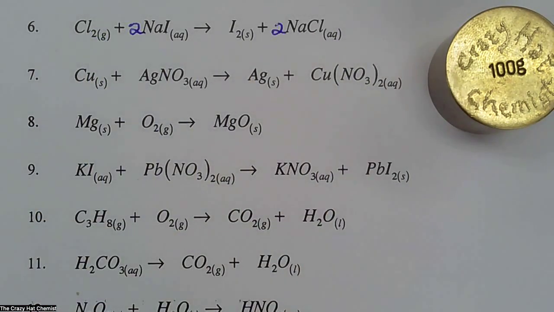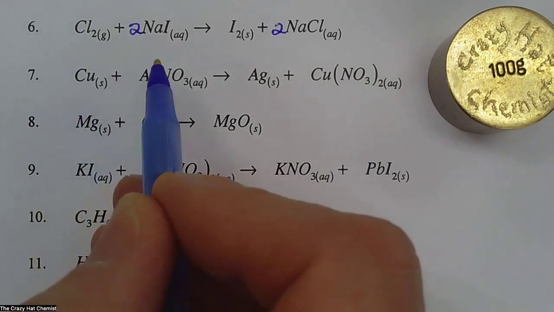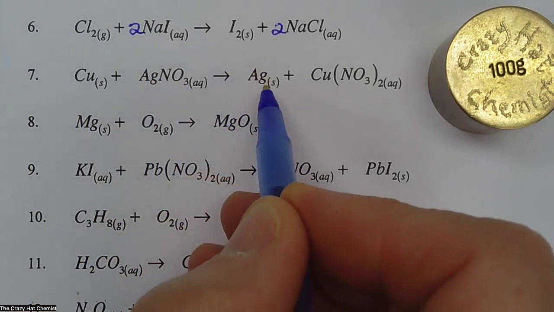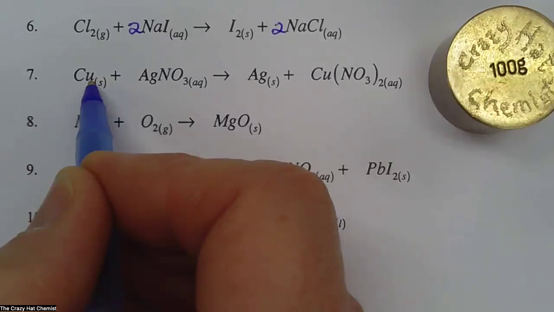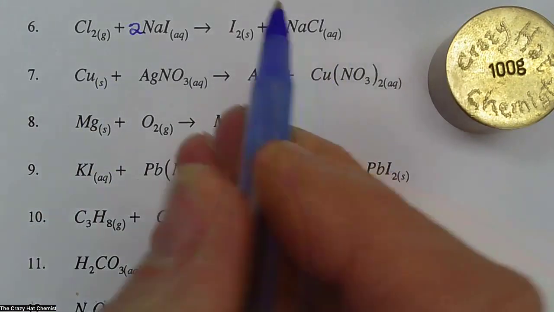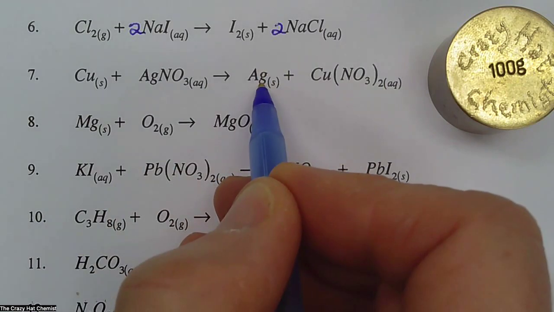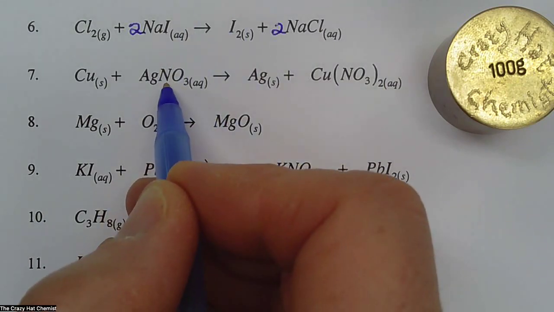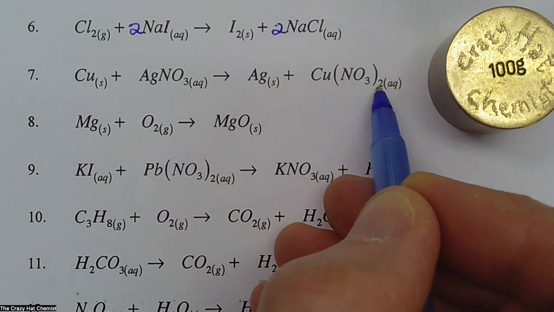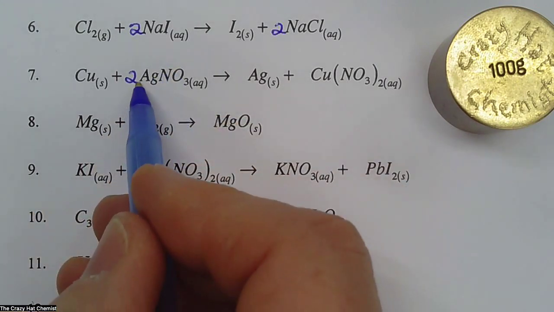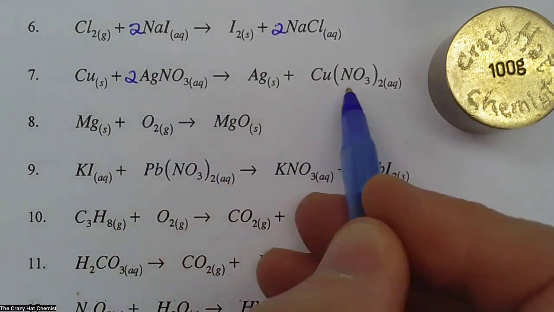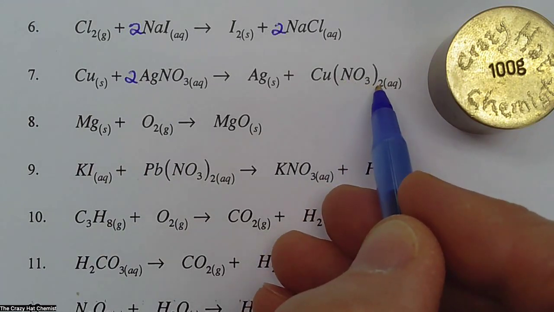This next reaction, number 7, is also a single displacement reaction as well. We have copper solid plus silver nitrate produces silver and cupric, that's copper Roman numeral 2, nitrate. There's 1 copper on the reactant side, 1 on the product side. There's 1 silver on the reactant side, 1 on the product side. There's 1 nitrogen on the reactant side and 2 nitrogens on the product side. So I'm going to have to put a 2 coefficient right here in front of the silver nitrate. That will be 2 nitrogens on the reactant side to balance the 2 on the product side.